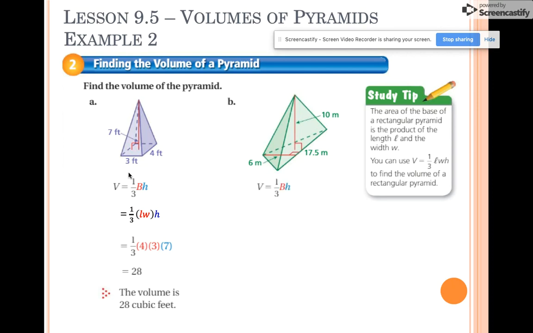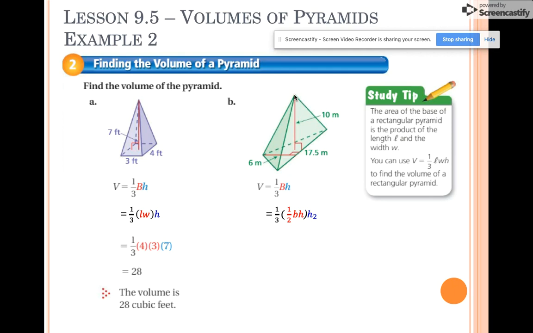In the next example, we have a triangular pyramid, and so I have to use the formula for finding the area of a triangle, or 1/2 base times height. What makes this confusing is we have the height of the triangle, which in this case is 6 meters, that makes up the base, and then we also have the height of the pyramid that you see here that extends up to the vertex, which is 10 meters.